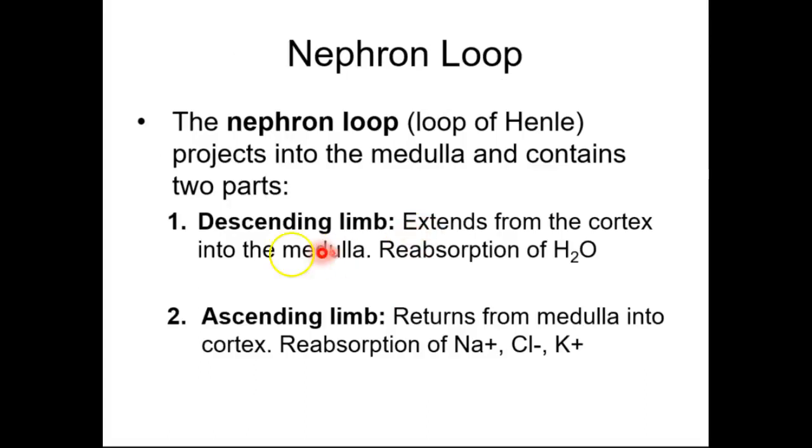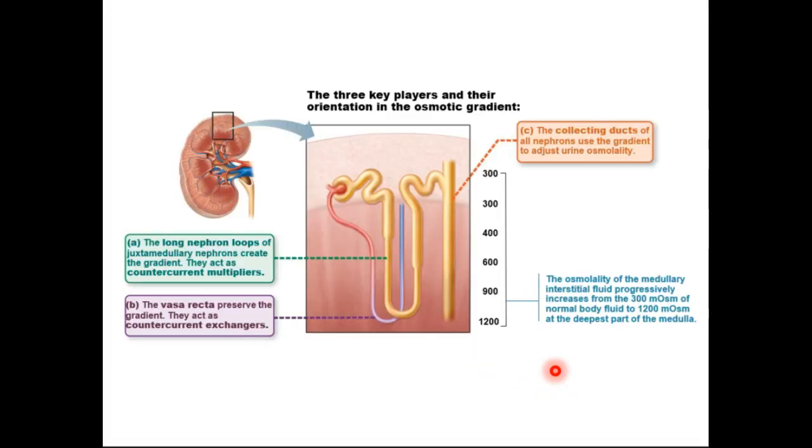Okay, nephron loop, descending limb is going to reabsorb H2O. Ascending limb, we're going to focus on that sodium, but it also causes reabsorption of chloride and potassium. Now this is a calculation of osmolality, which is concentration. I'm never really going to have you learn these numbers. Don't really worry too much about the specific numbers.